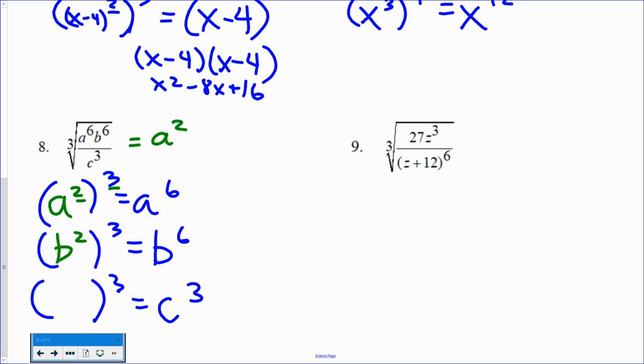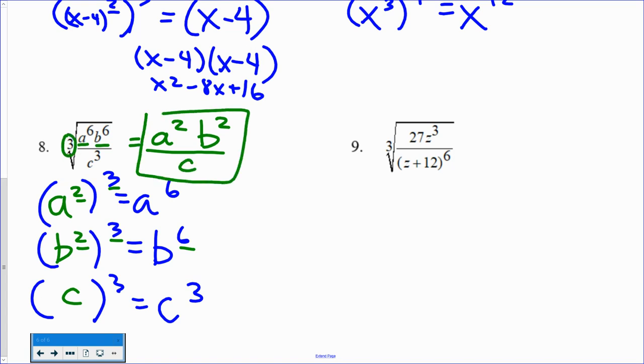And b to the 2nd, because 2 times 3 gives me 6. So b to the 2nd, make sure they're all in the same location that they were in the radical. The cube root of c to the 3rd would be c. C to the 3rd is c to the 3rd. So then I have a c. I do not need to worry about absolute values, as my index, 3, was odd. Also with 9, I have an odd index. I don't need to worry about absolute values.